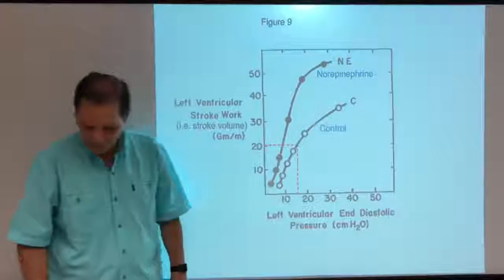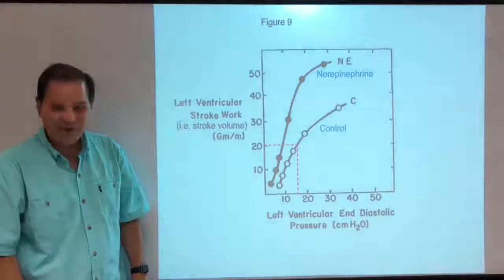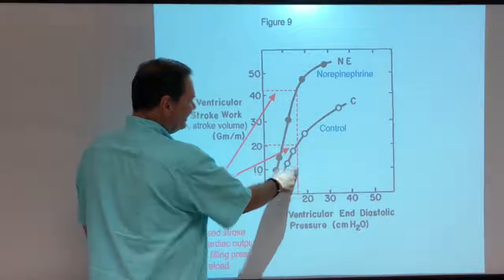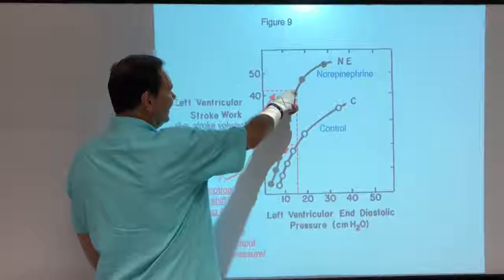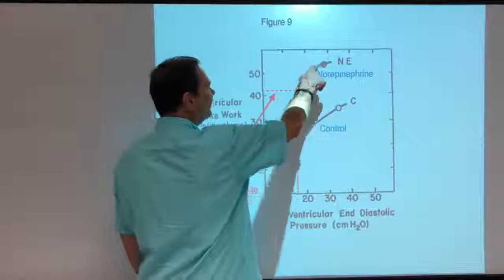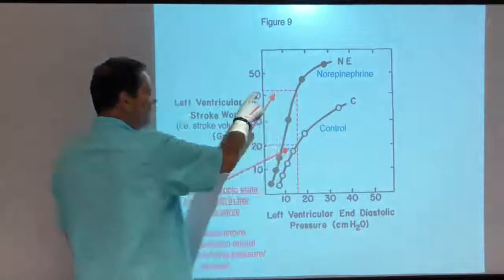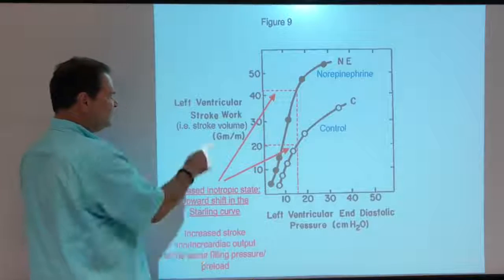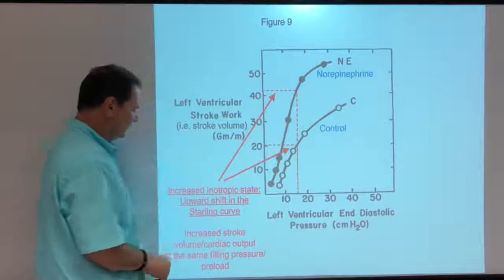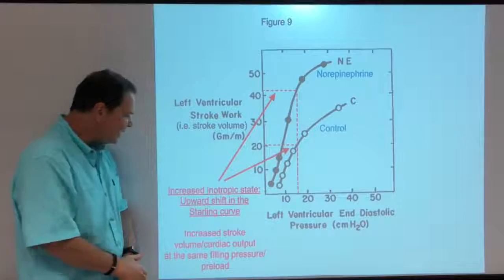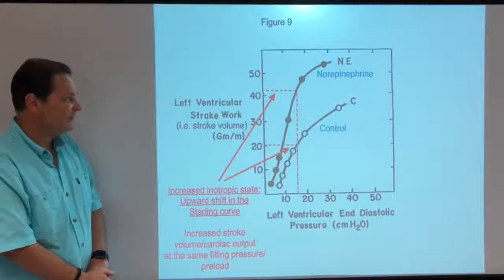Okay? Now, if I take the same level of filling, the same left ventricular end diastolic pressure, and I go to the same heart where I gave the patient norepinephrine, I get more force of contraction and a higher stroke volume. Okay, so I get an upward shift in the Starling curve, the Frank-Starling relationship.